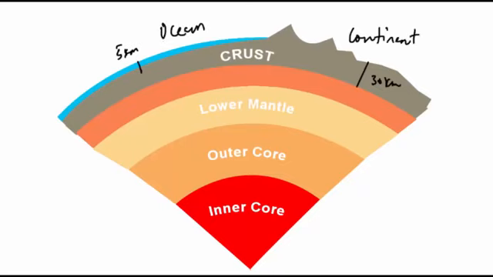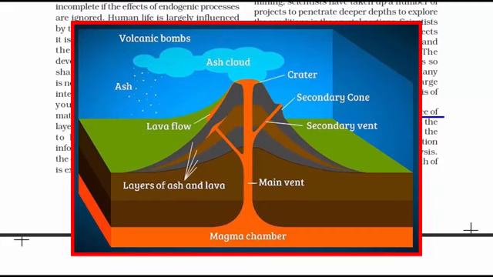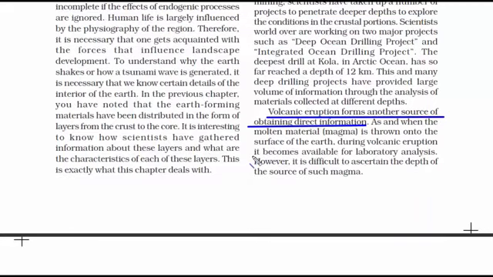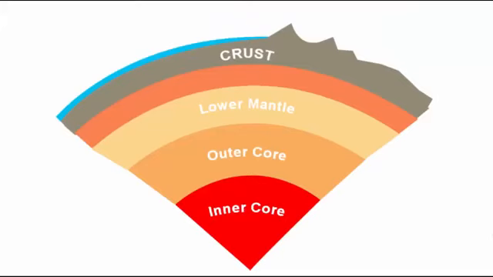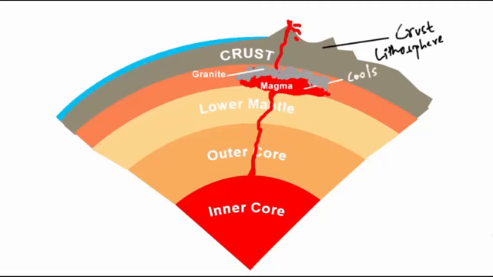Another way is to analyze the material that comes out automatically from the interior. I'm referring to the volcanic activities. Volcanic eruption forms another source of obtaining direct information. So whenever there is any volcanic eruption, a sample of the magma is tested around the globe by scientists to determine its components. However, it is difficult to assume the depth of the source of such magma, meaning from where this magma has evolved. Is it right from the core or is it somewhere in between the Earth's layers?